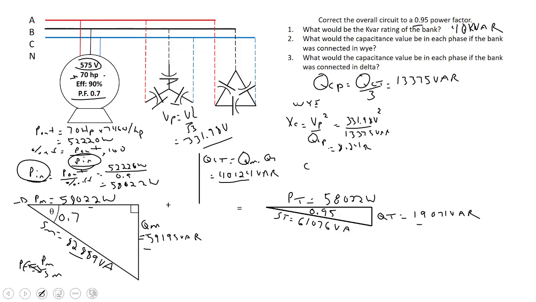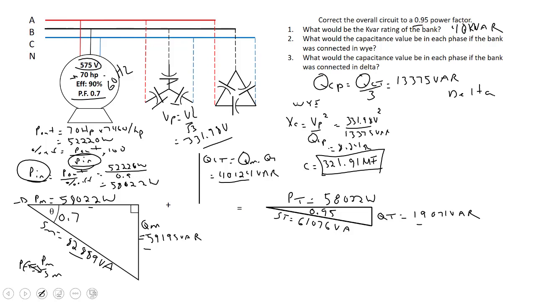Figure out what that is in capacitance. So that would come out to be, assuming it's a 60 hertz circuit, should probably put that on here, at 60 hertz, 321.91 microfarads. All right, so you'd have to buy 321.91 microfarad capacitors and then connect them in Y and put that in parallel with this motor to correct the circuit to 0.95.